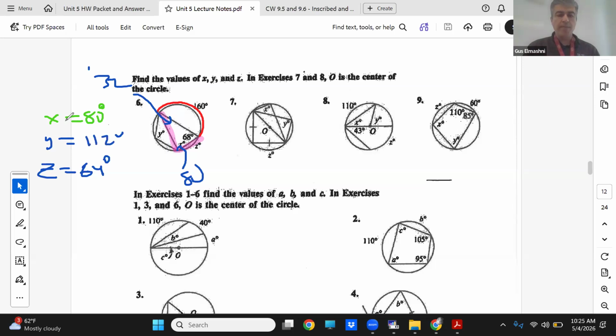The reason why it's 112, again, your eyes will play tricks on you. Why is it 112? Because this is angle Y, right? What is it intercepting?